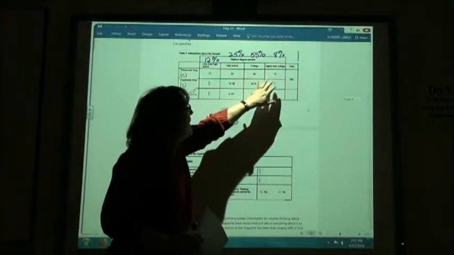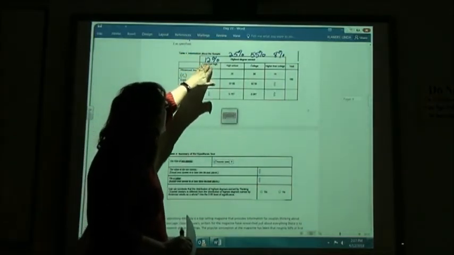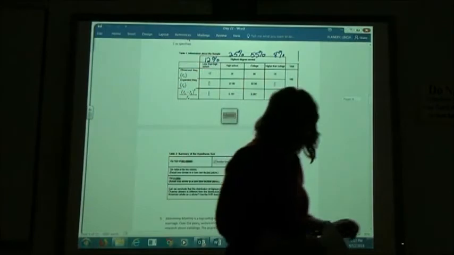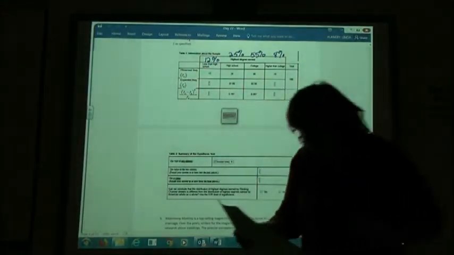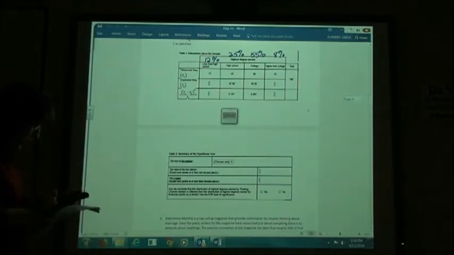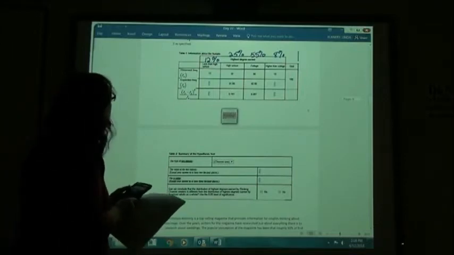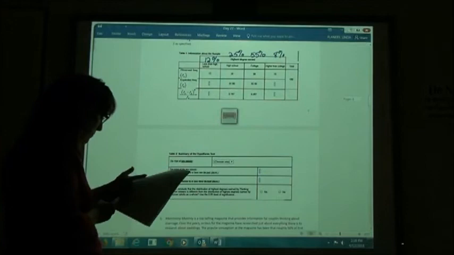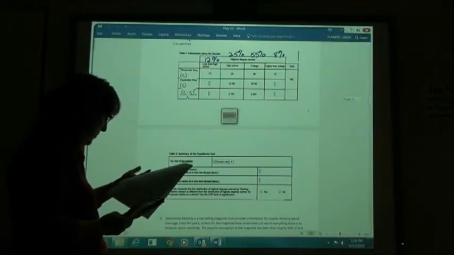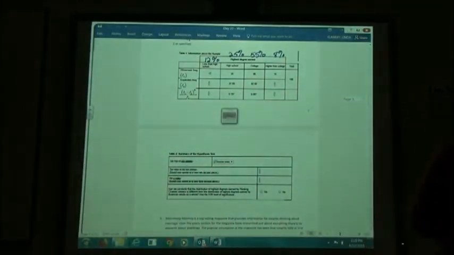Now for a bunch of these, they've already figured it out. If I take 12% of 150, if I grab my calculator, 0.12 times 150 gives me, that's what I'm going to figure out, the number I want in my table.